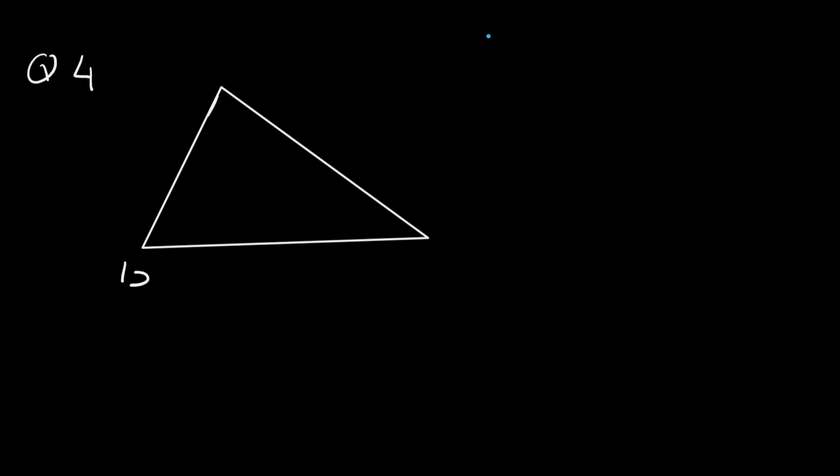So what is the first step? Rough figure. In triangle ABC, BC is equal to 3.2 centimeters. Angle ACB is 45.